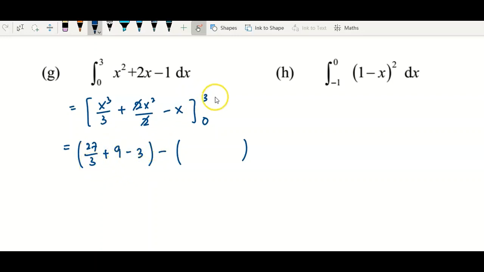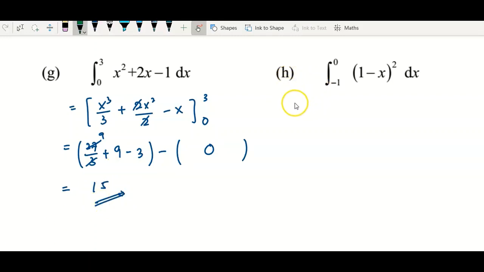This is a substitution of the upper limit. Substitute the lower limit, you get 0. For those three terms, you also will get 0. So this will be 9. So finally, you have 18 minus 3, that will be 15.